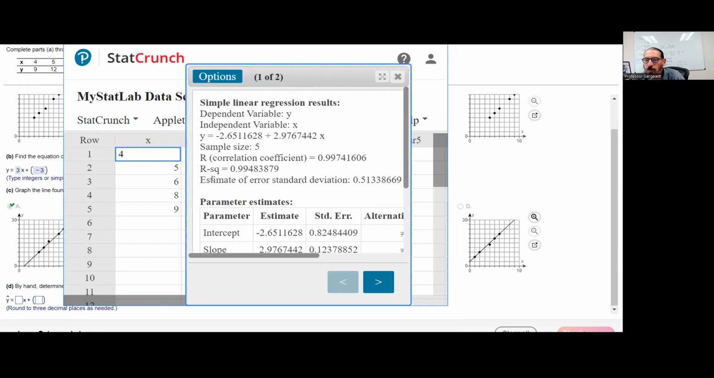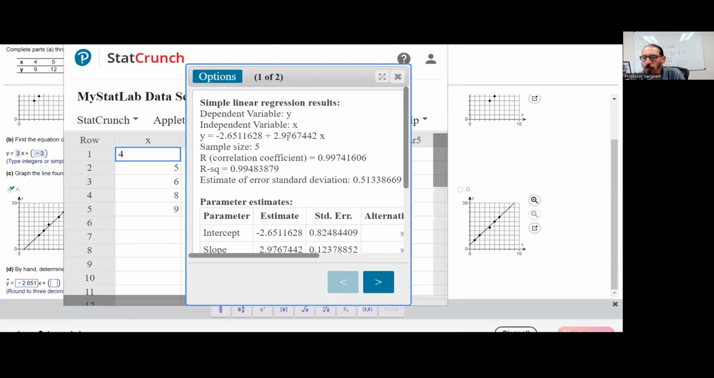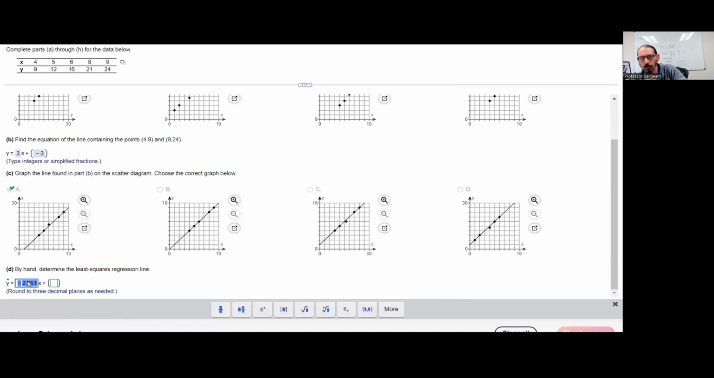But for the equation, they want rounding to 3 places. So look at what's in front of the x. I figured that this equation should be pretty close to the equation we just came up with. What's in front of x is a 2.977, which is pretty close to the 3 we just found for slope back here. And then that value is the constant, so that's the y-coordinate of the y-intercept.